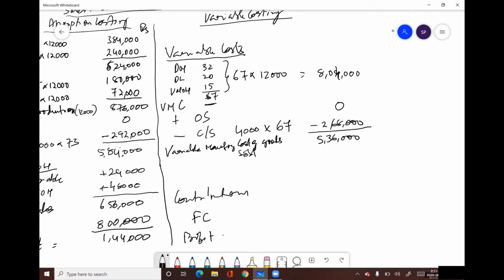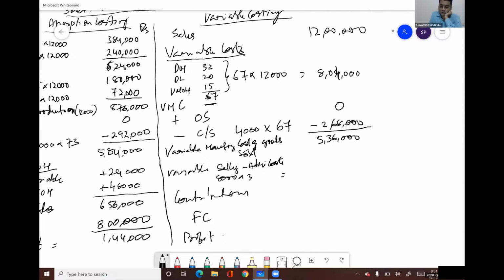Yes, sir. Now what are the selling costs? Variable selling and admin costs: 8,000 into 3. 8,000 into 3 is 24,000. That's how much? 24,000, sir.